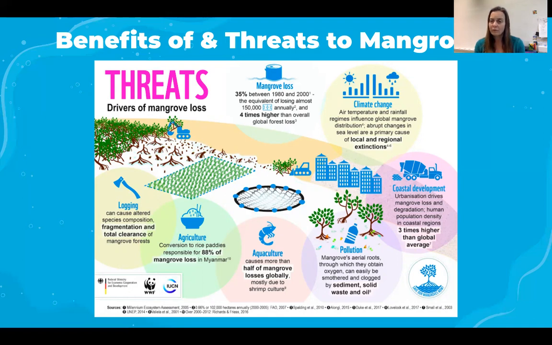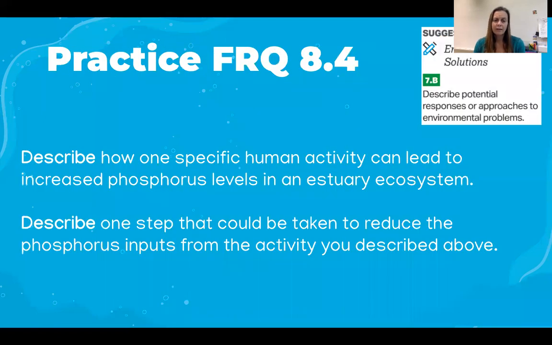So as sea level rises, more and more of the mangroves root systems are underwater, and that obviously is not something that they can survive long term. So those are our threats to mangroves, and we talked about the benefits.